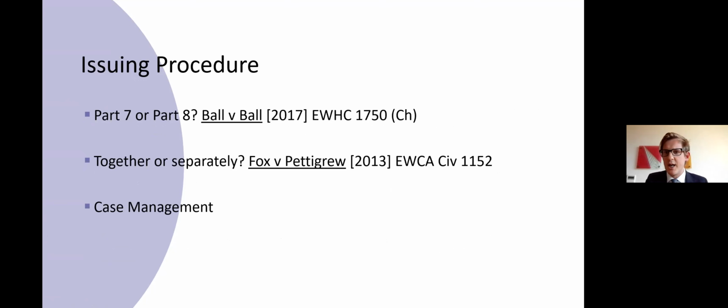Right, issuing procedure. Emily, next question, coming a bit thick and fast here. How should you issue the procedure if you think there is both a probate claim and also an Inheritance Act claim? Should you issue a Part 7 claim, bringing all claims, issue a Part 8 claim, bringing all claims, issue the probate claim under Part 7, Inheritance Act claim under Part 8, or should you do the probate claim on Part 7, pursue that, and if it fails, bring the Inheritance Act claim?